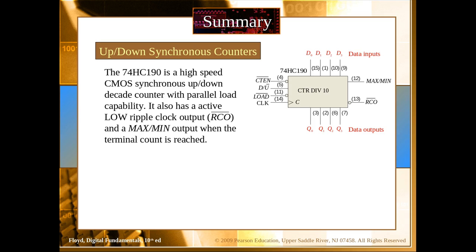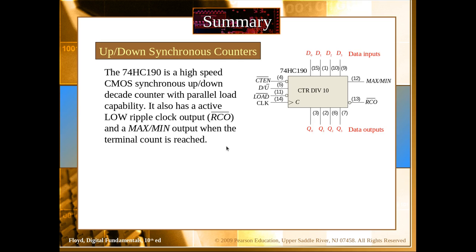And as an IC, 74HC190 is a high-speed CMOS synchronous up-down counter. It's a decade counter, which means it either counts from 0000 till 1001, or it counts from 1001 till 0000, based on whether you are activating it as an up counter or a down counter. It also has an active low ripple clock output and a maximum output when the terminal count is reached.